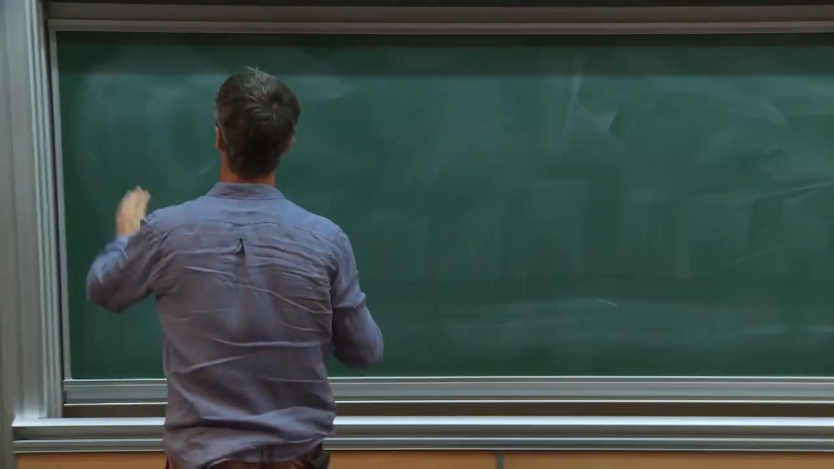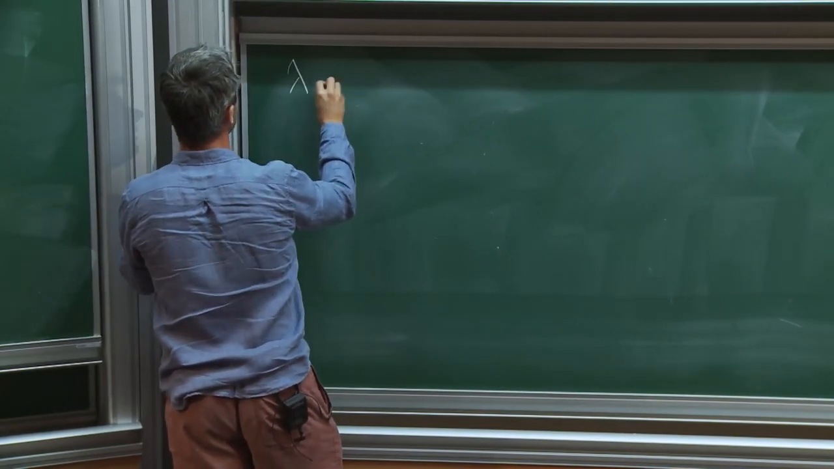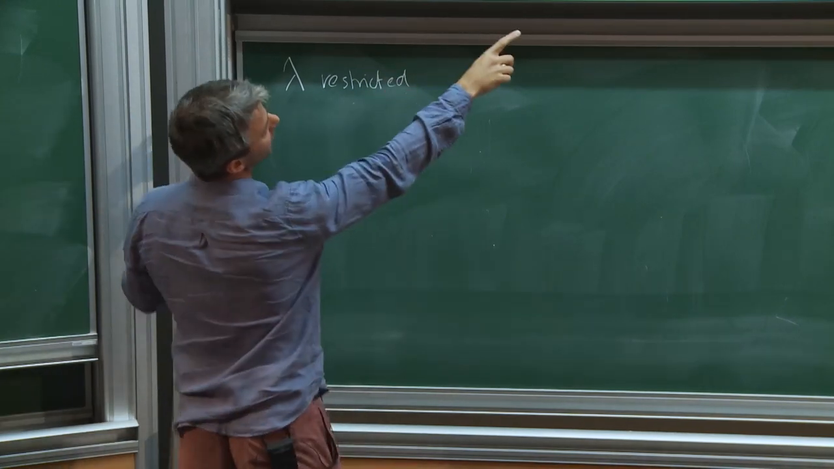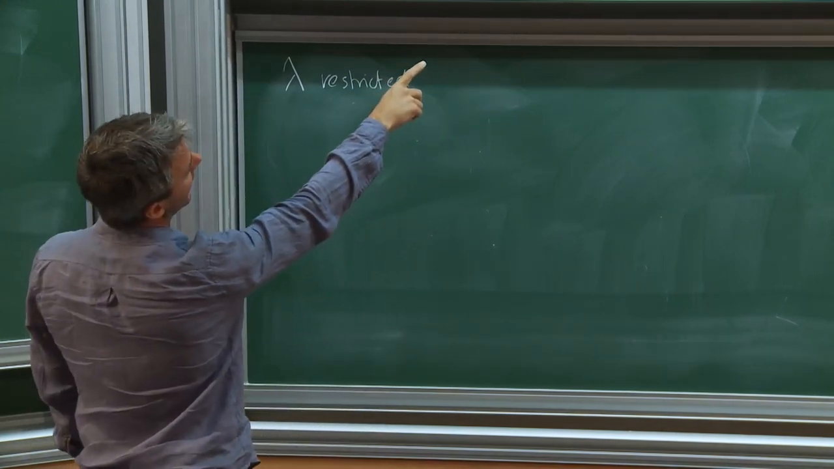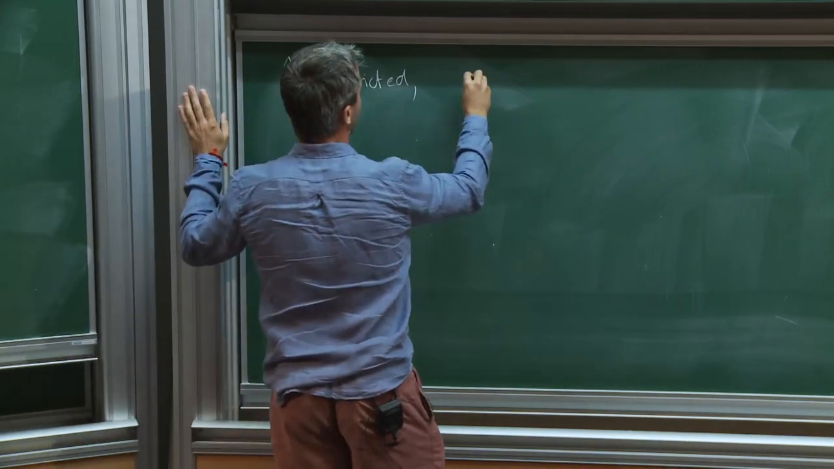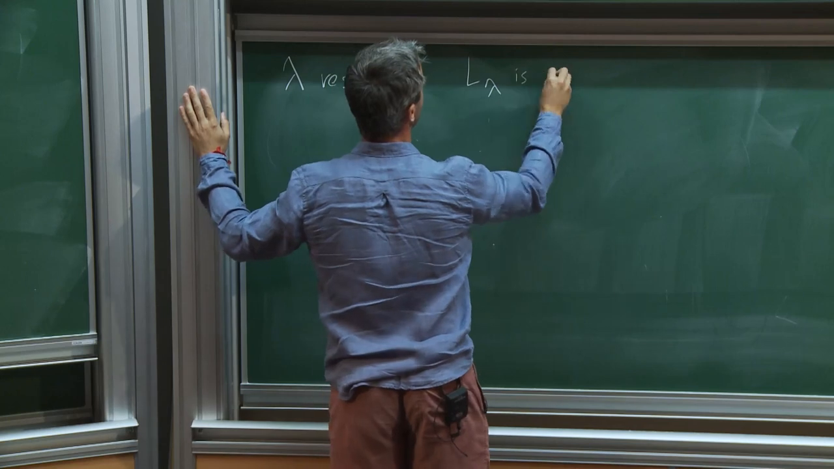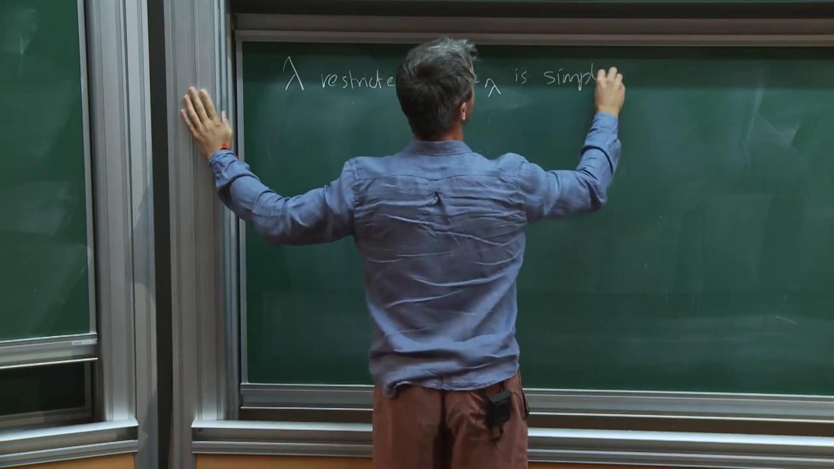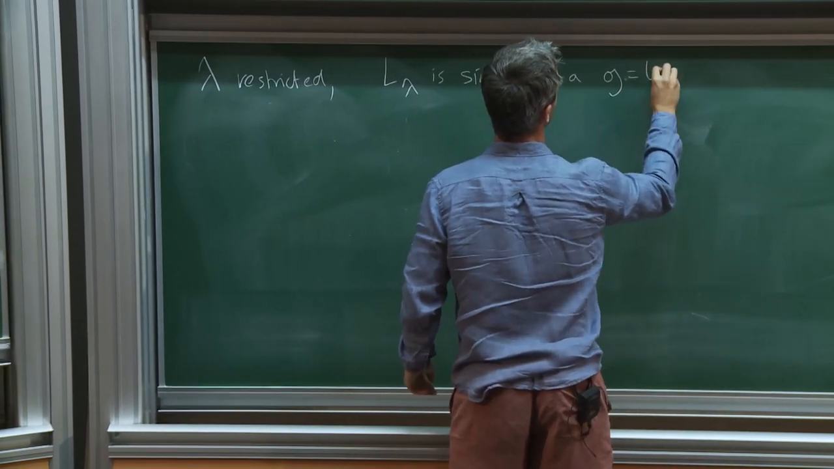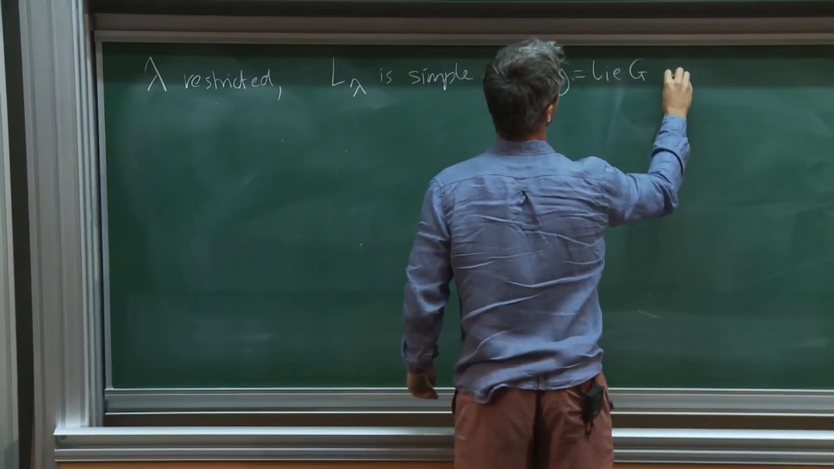So a basic fact is that if lambda is restricted, so the restricted weights in this example of SL2 are precisely 0 up to p minus 1, then this L of lambda is simple as a G equals Lie G module.